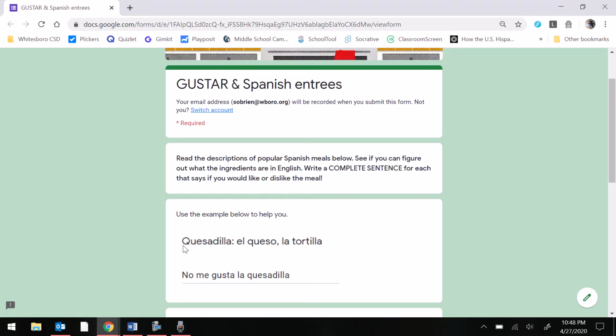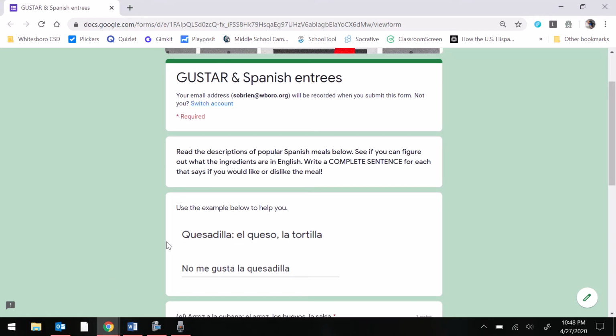So this example that I gave you says a quesadilla, for those of you that are familiar, is mostly made up of cheese and tortillas, right? So the ingredients are el queso and la tortilla. There are two ways that you can answer this question. You would either say, no me gusta la quesadilla, if you are not a fan of cheese or are lactose intolerant, or if you love cheese and you love quesadillas, you would get rid of this no and start the sentence by saying, me gusta la quesadilla, but you would capitalize the M.